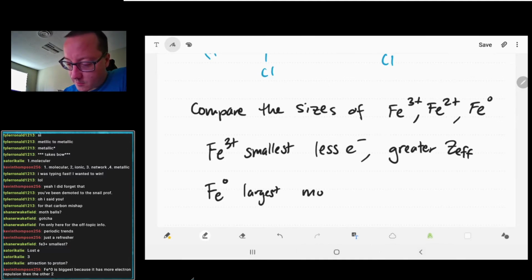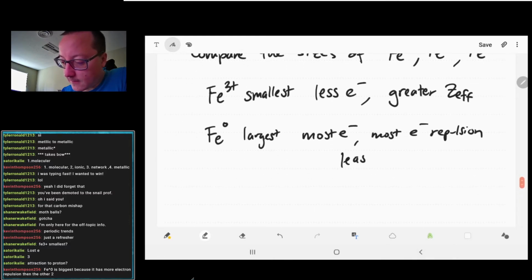That one has the most electrons, and so the most repulsion. We could also say it has the smallest effective nuclear charge, because all of those electrons are competing for the attention of the nucleus, as it were. So they're going to repel each other as well, and you're going to end up with a bigger atom as a result. All right, so that's good. Let's see, what else do we have in these topics?